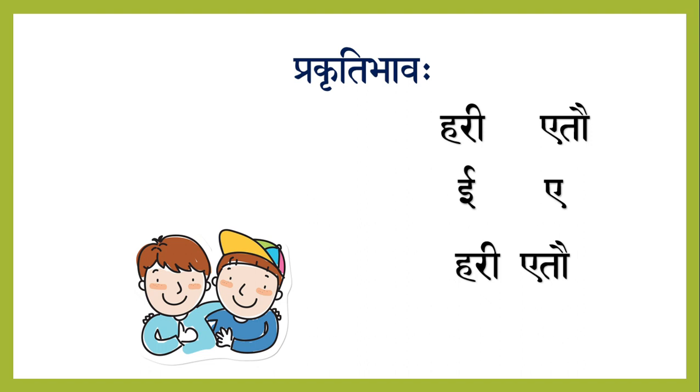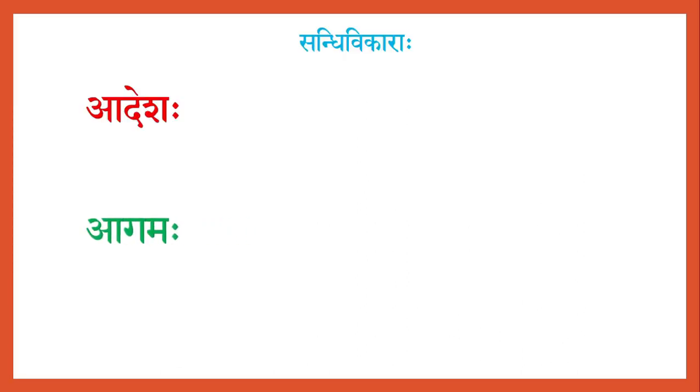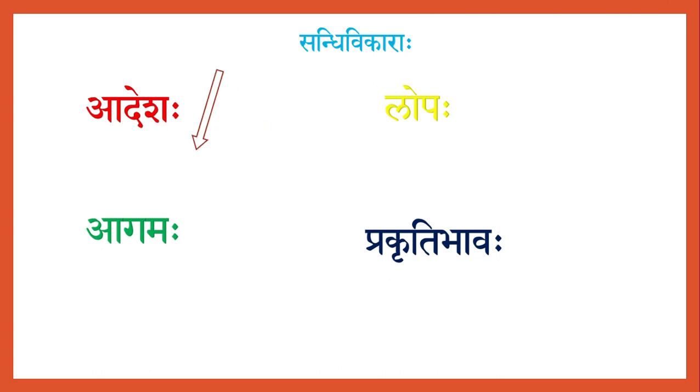In short, let us summarize all that we have learned today. We have learned that there are 4 types of Sandhi Vikaraha, that is Adeshaha, Agamaha, Lopaha and Prakriti Bhavaha. In Adeshaha, there is an entry as well as an exit of a letter. There is an entry of one letter and an exit of one letter. When we saw Agamaha, we observed that there is only an entry of a letter, but there is no exit of any letters.